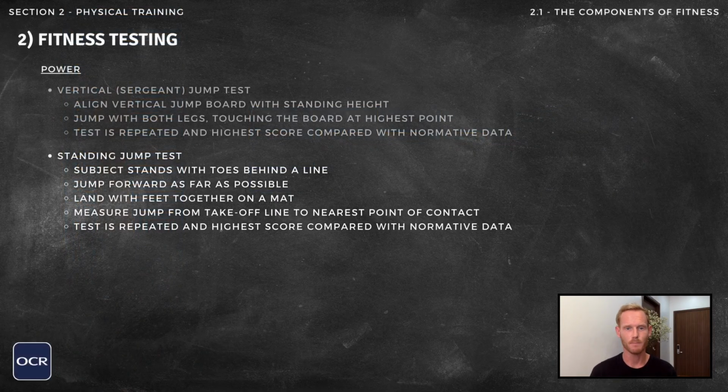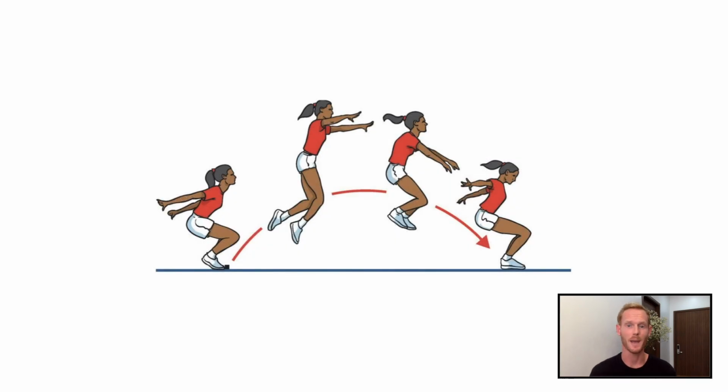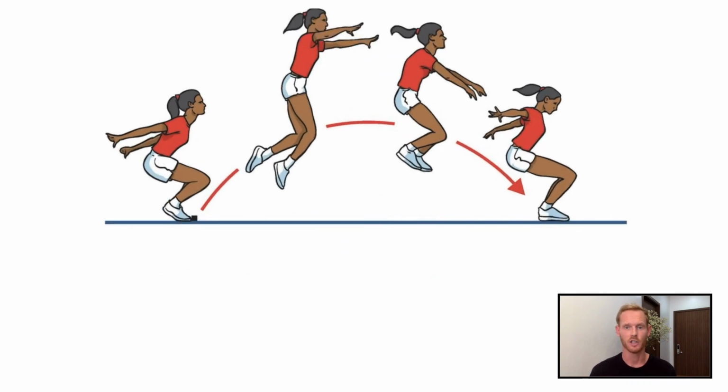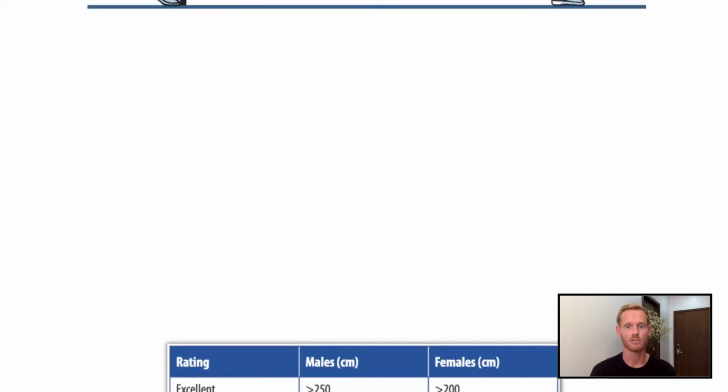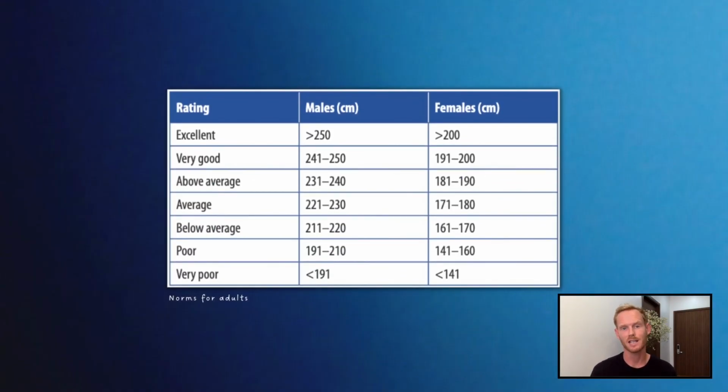The standing jump test is another way of assessing power. This time the subject stands with their toes behind a line marked on the ground, with their feet slightly apart. Using the arms for momentum, the subject jumps forward as far as possible, landing with both feet together on a mat. The jump is measured from the takeoff line to the nearest point of contact with the floor, which would usually be the back edge of the heel. The test is repeated 3 times and the maximum distance compared with normative data.